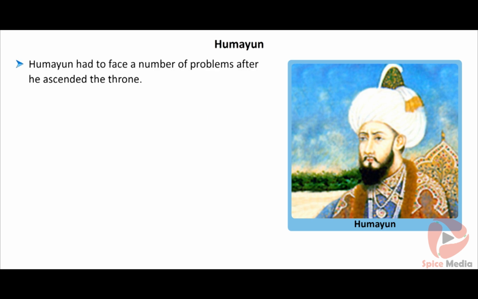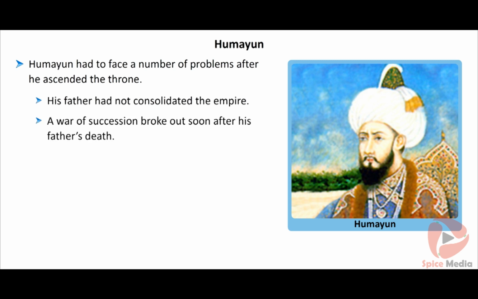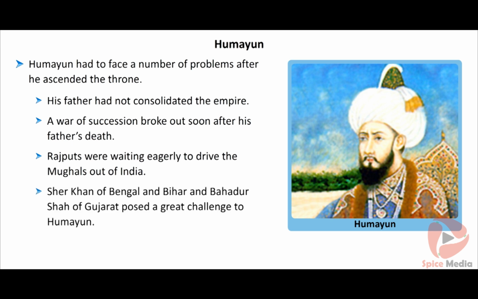Humayun had to face a number of problems after he ascended the throne. His father had not consolidated the empire. A war of succession broke out soon after his father's death, as the law of primogeniture did not exist at that time. Rajputs were waiting eagerly to drive the Mughals out of India. Sher Khan of Bengal and Bihar and Bahadur Shah of Gujarat posed a great challenge to Humayun. Humayun faced problems on all sides.